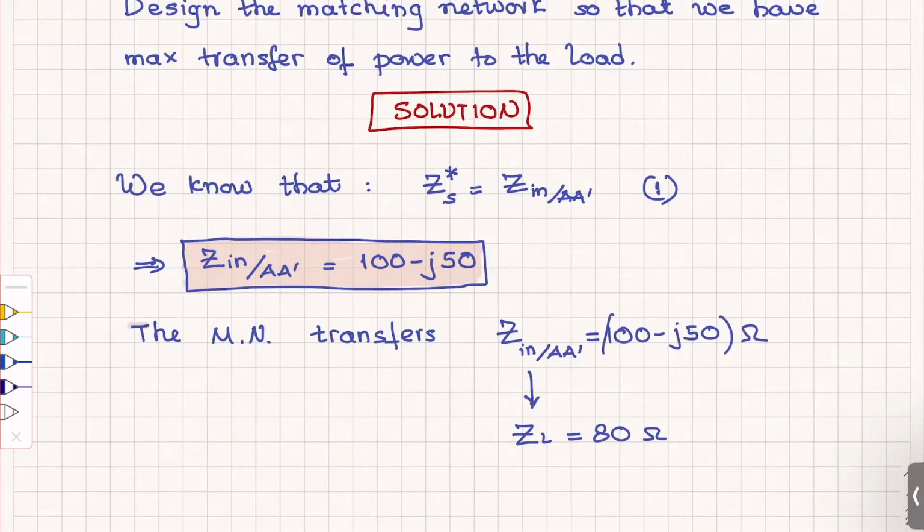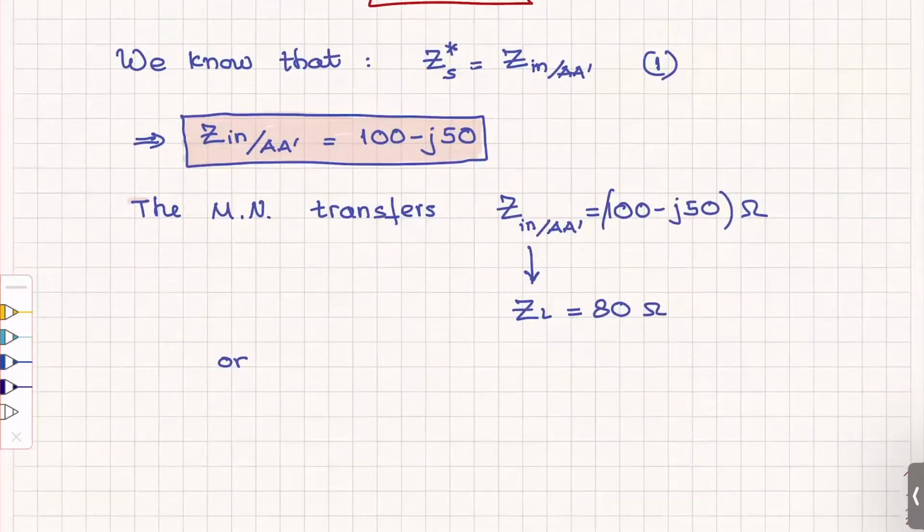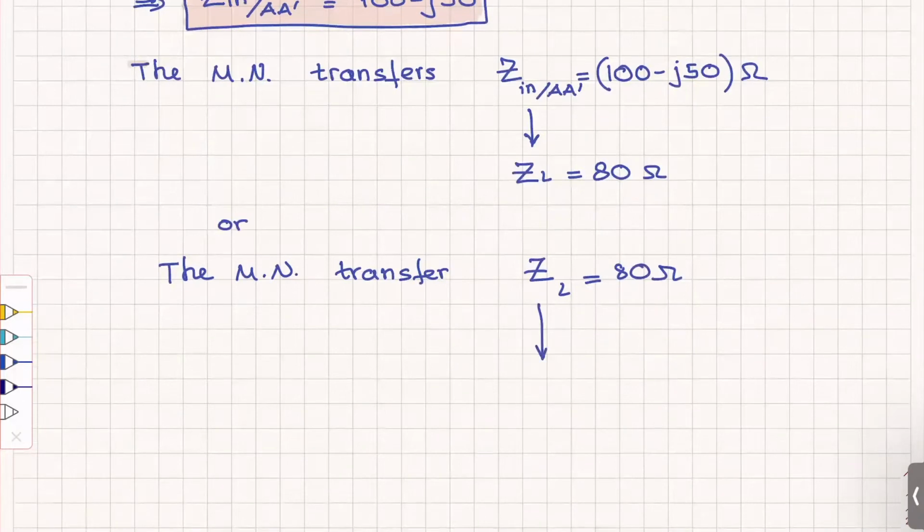Or in other words, I can represent that in a different way, depending on what I find easier to understand. Let me, in fact, do this here for a second. Or the matching network has to transfer ZL, which is 80 ohms, to Z in, which is 100 minus j50. Okay, how do we do that?